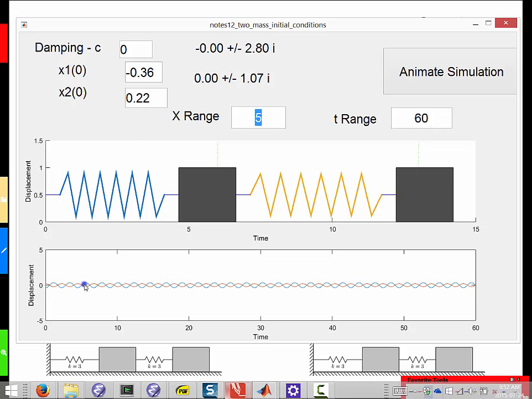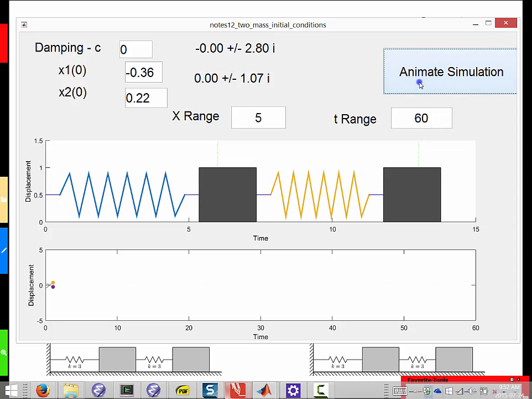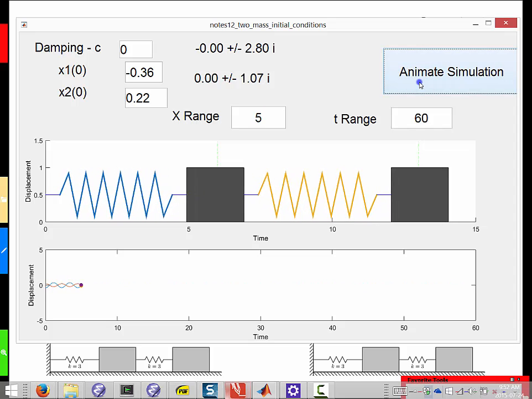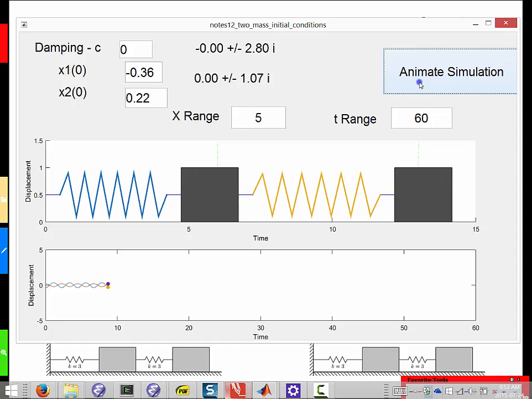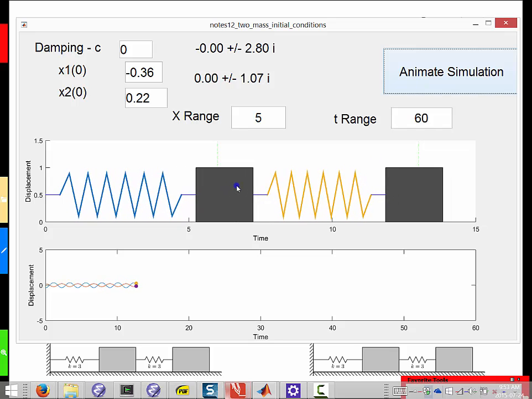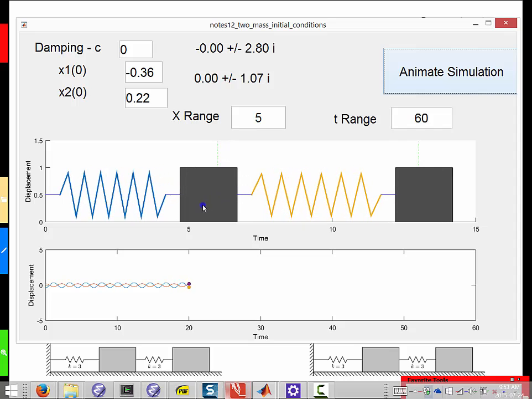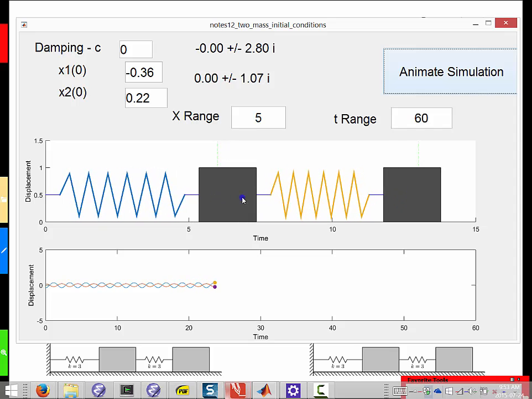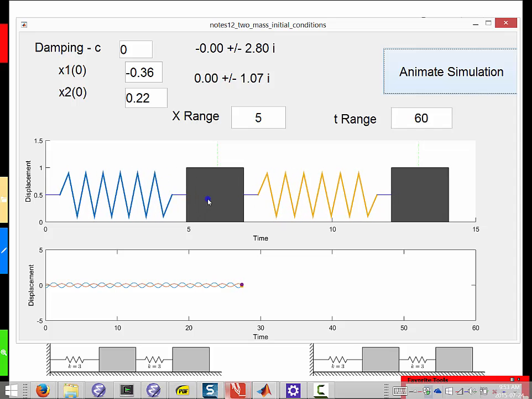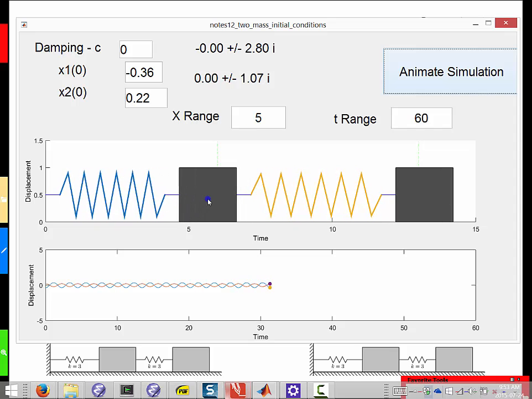0.22. Now look how clean this graph looks now. Let's animate that. And here we see a simple mode of oscillation. They're perfectly in sync with each other, back and forth, back and forth, back and forth. And this is one of the natural modes of oscillation.